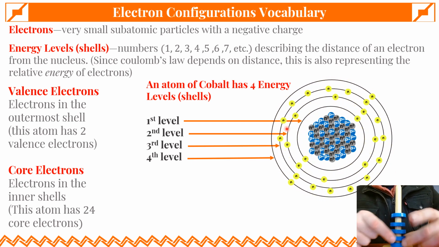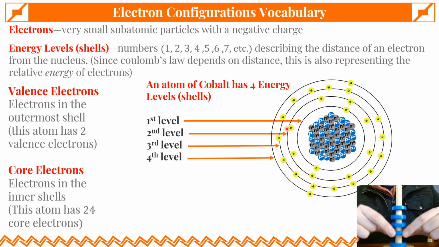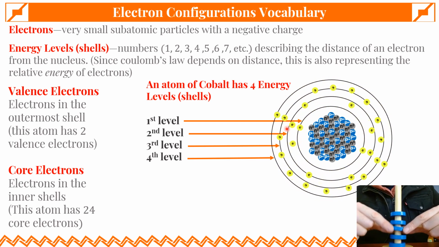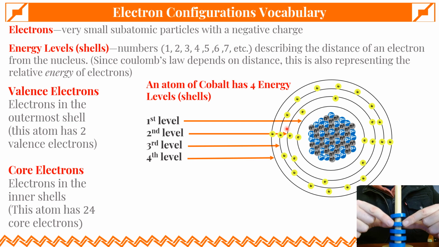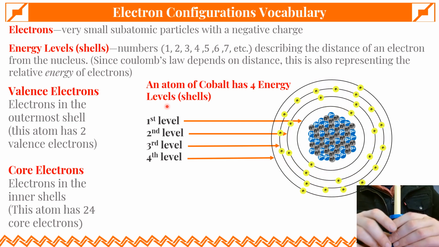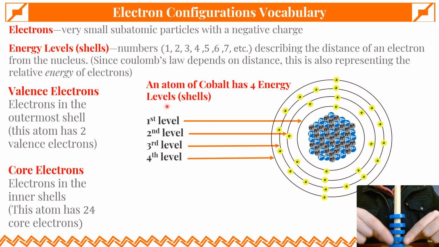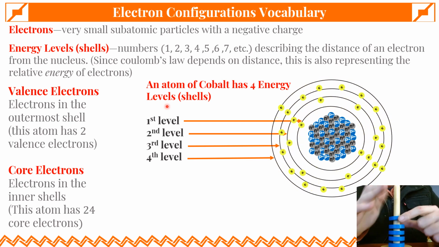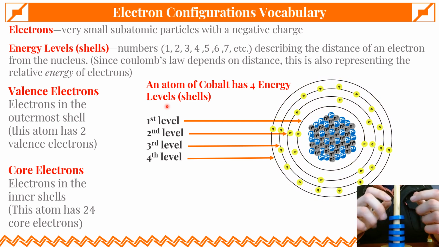But then there's a second energy level. This second stack can't be as close to the nucleus because it gets repelled. But this can hold 8. Don't worry about memorizing that. And then we have this third energy level, this fourth energy level, and I've got a fifth one here, but cobalt actually only has 4 energy levels, which we sometimes just call shells. So these electrons, these small particles with negative charge, arrange into energy levels 1, 2, 3, 4, 5, 6, which is actually the same as the period number that the atom is in.